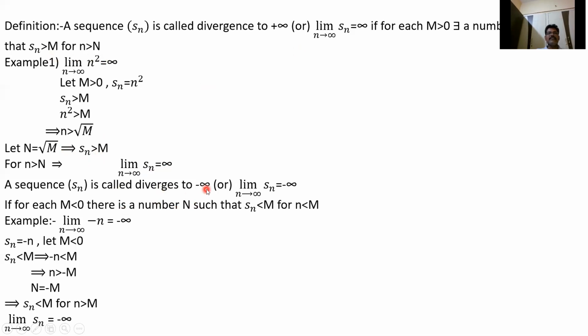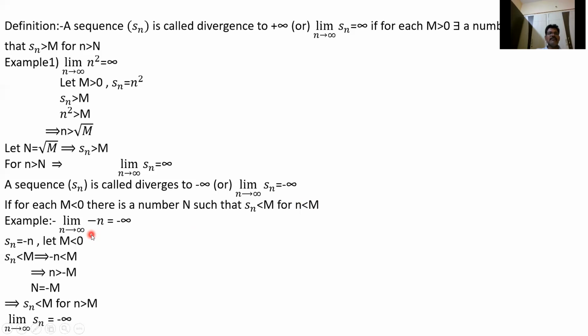When you say the sequence Sn diverges to minus infinity, or limit as n tends to infinity of Sn equals minus infinity, this means that for each M less than 0, there is a number N such that Sn is less than M for n greater than N. Here I made a mistake; we have to write n greater than N.